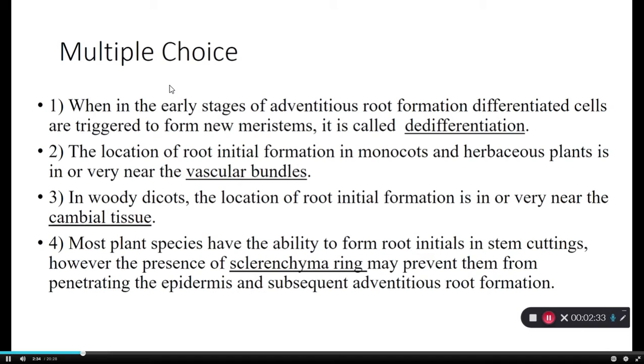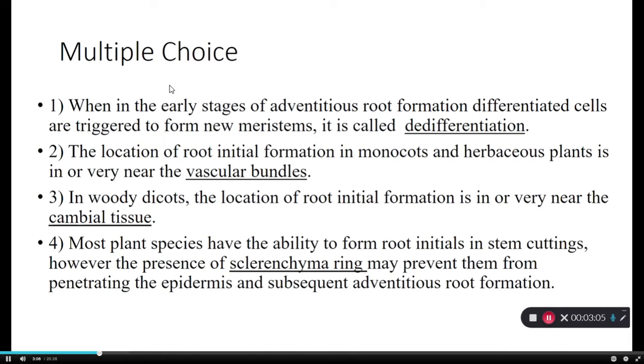Number 2, the location of root initial formation in monocots and herbaceous plants is in or very near the vascular bundles. I would suggest, if this doesn't make sense to you, to maybe go back and review stem anatomy of monocots. Vascular bundles are scattered throughout the stem, and that should answer your question. If not, let me know.